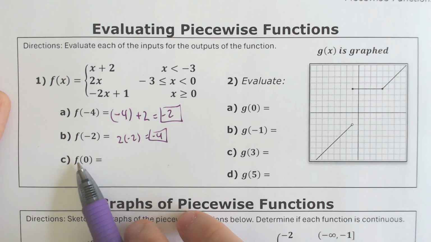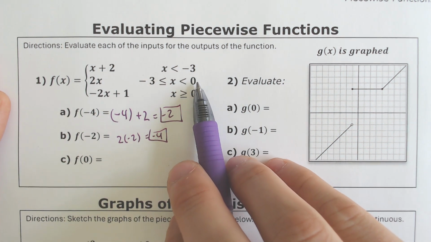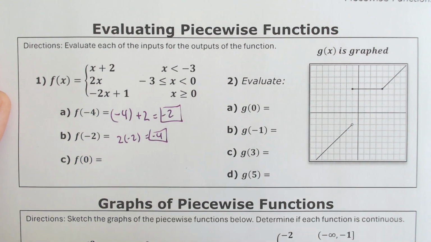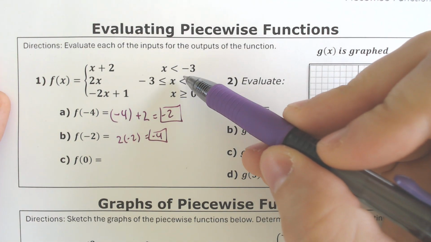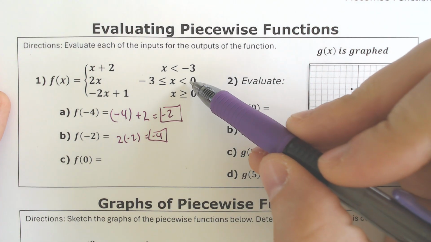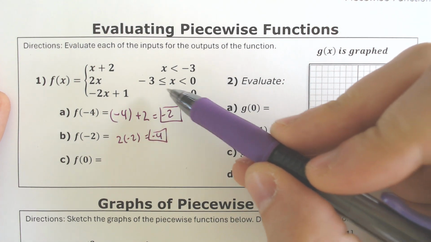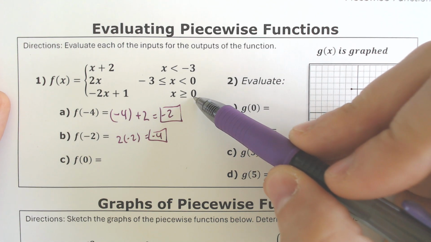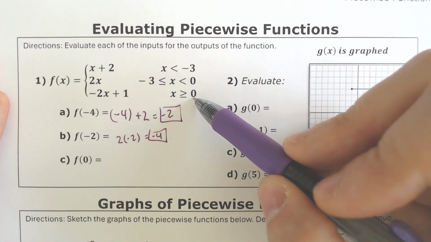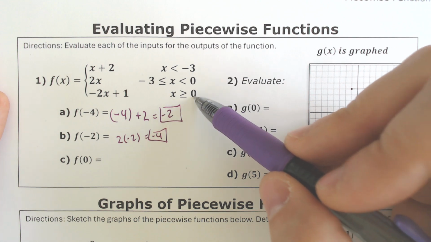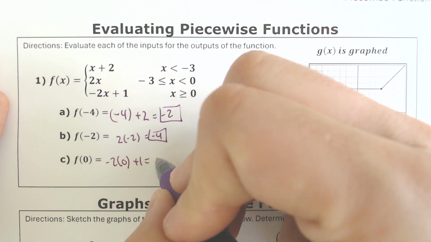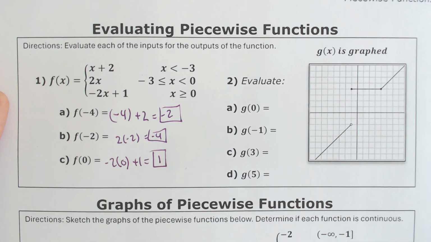And then the last one, we got 0. Well, you may notice that 0 is in the middle equation. It's also in the bottom equation. So here in the middle equation, it just has less than, and 0 isn't less than 0. It's equal to 0, and that's what is here, where we have x is greater than or equal to 0 for the bottom function. So that means that we would be plugging it into the bottom function because it can equal 0 here. So that would be negative 2 times 0 plus 1, which ends up being 1.